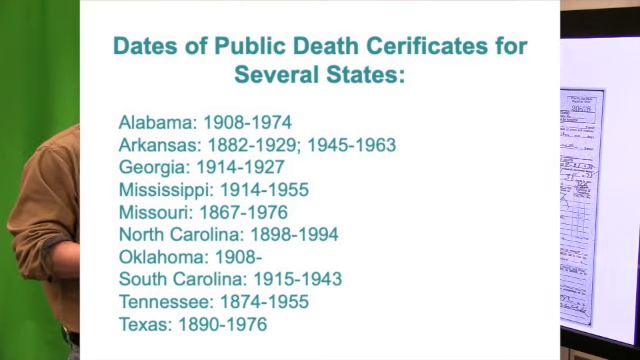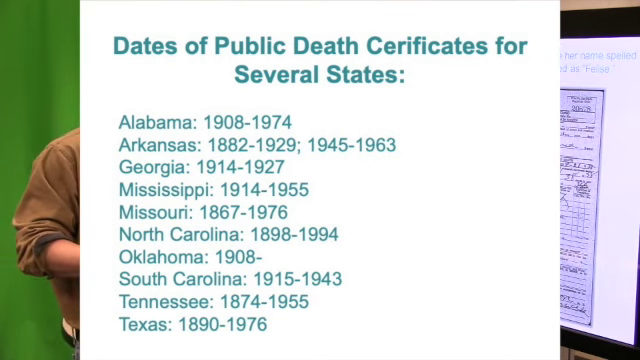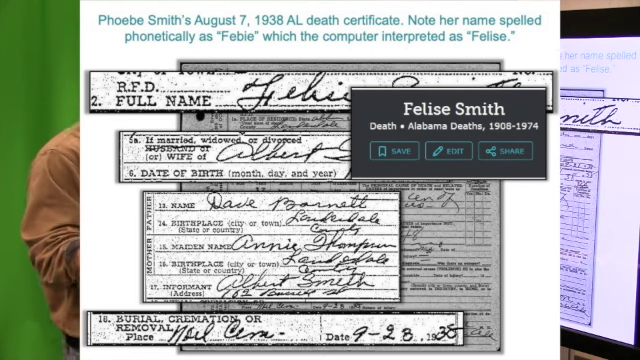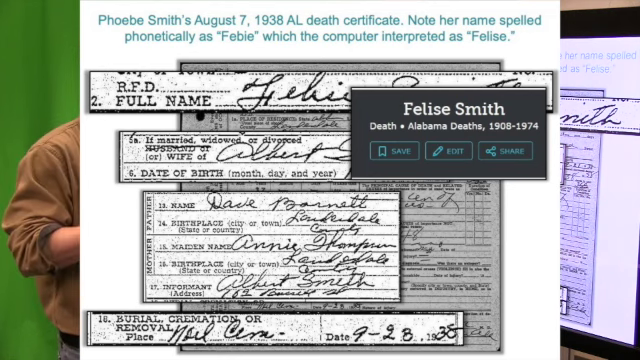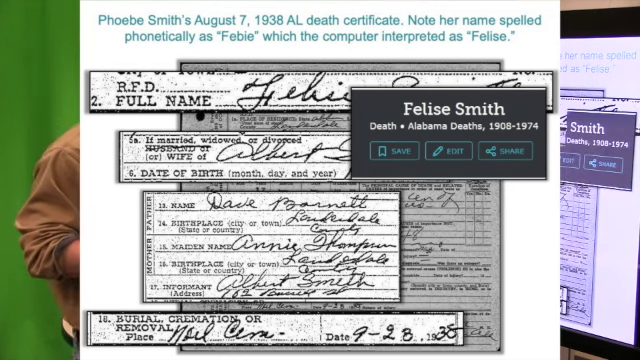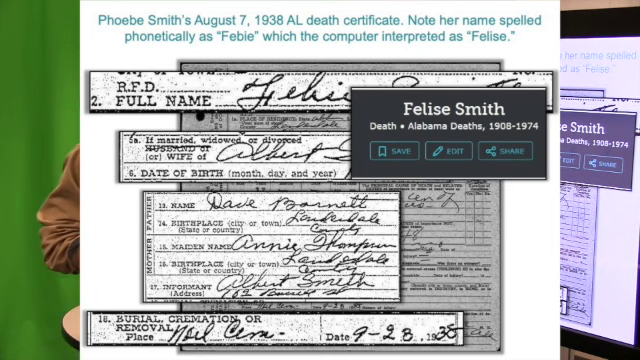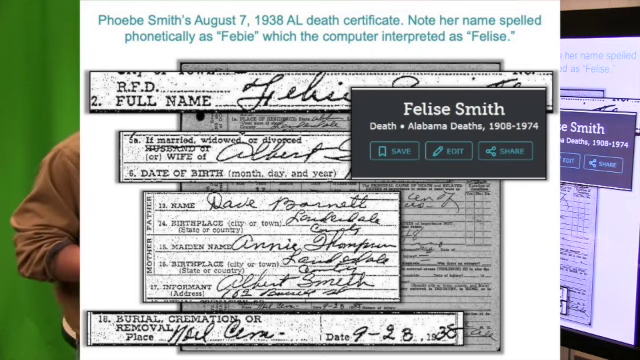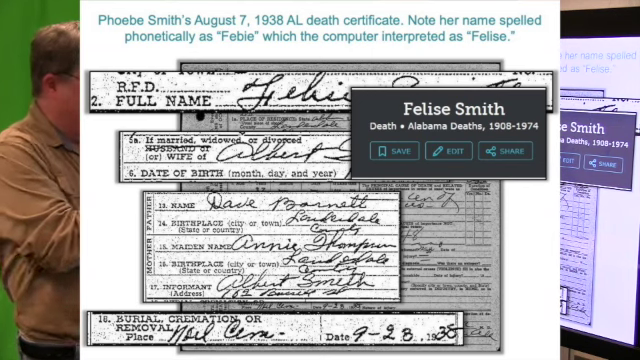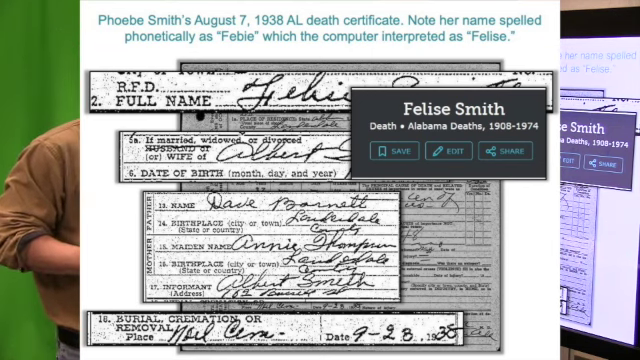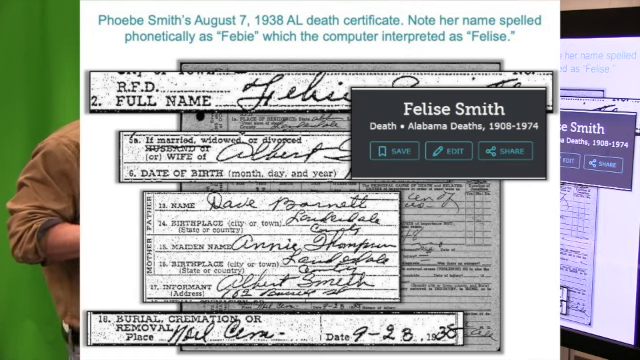So this is what a death certificate looks like. This is a death certificate for Mrs. Phoebe Smith, and you can see that they've spelled her name phonetically as Febie, F-E-B-I-E, instead of correctly P-H-O-E-B-E, and the Ancestry character recognition software read it as Felice Smith. So the character recognition software, or in this case Family Search, sometimes has a hard time making these out.